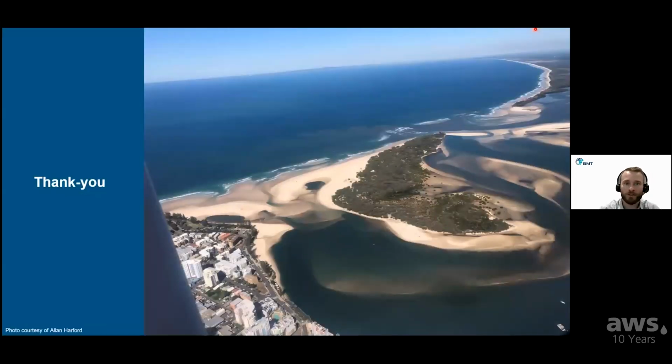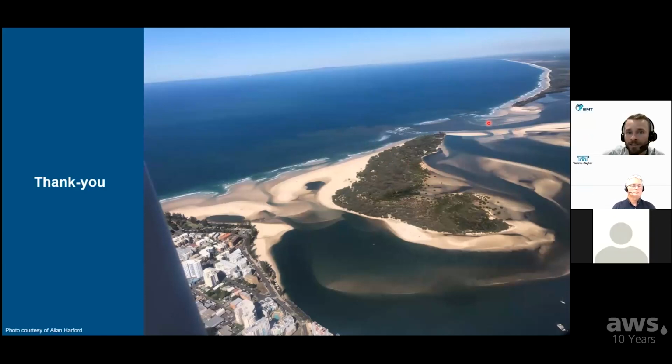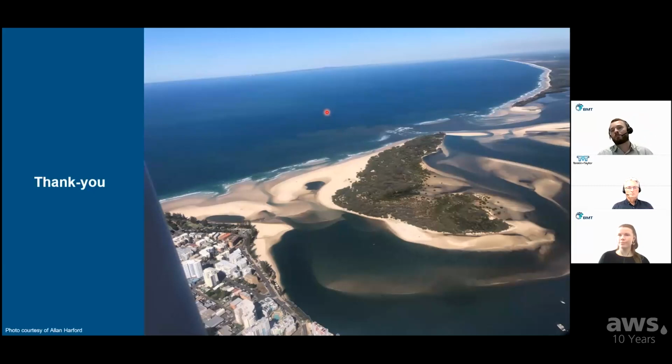So thank you very much. I'll leave you with this picture of what it looks like nowadays. So this is Caloundra Bar. You can see how it's closed up quite a lot. And over in the distance, you can see Bribie Bar out there. And you can see the beginnings of where that flood shoal has started to break through.